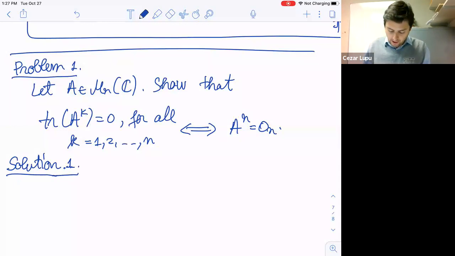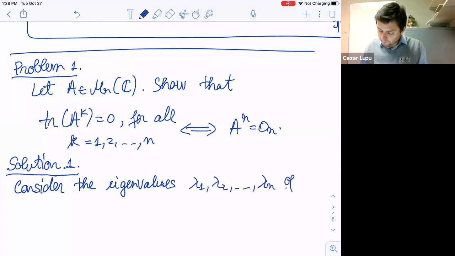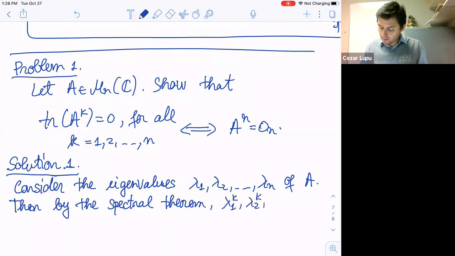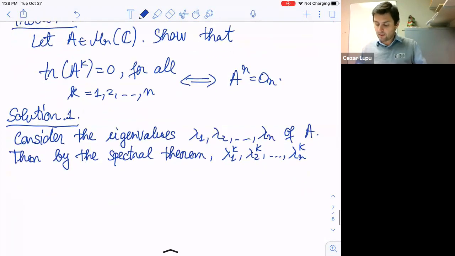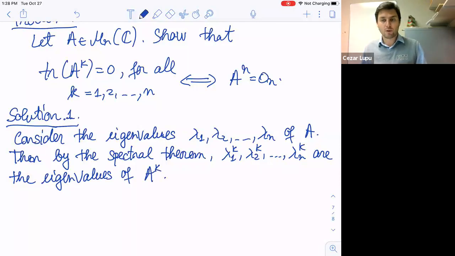Now let me consider the eigenvalues lambda 1, lambda 2, ..., lambda n of A. So I'm considering these eigenvalues of my matrix A. Then, by the spectral theorem, lambda 1 to the power k, lambda 2 to the power k, all the way to lambda n to the power k are the eigenvalues of A to the power k, right? You agree with me?